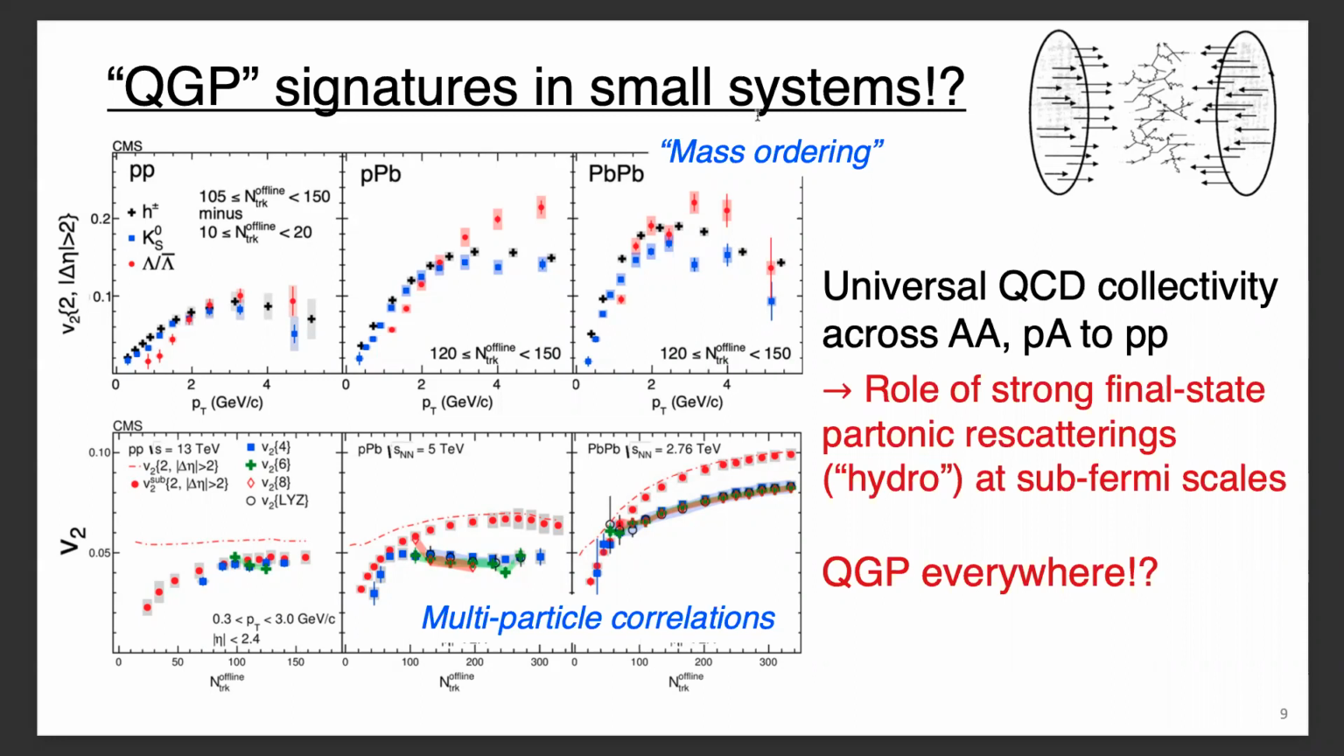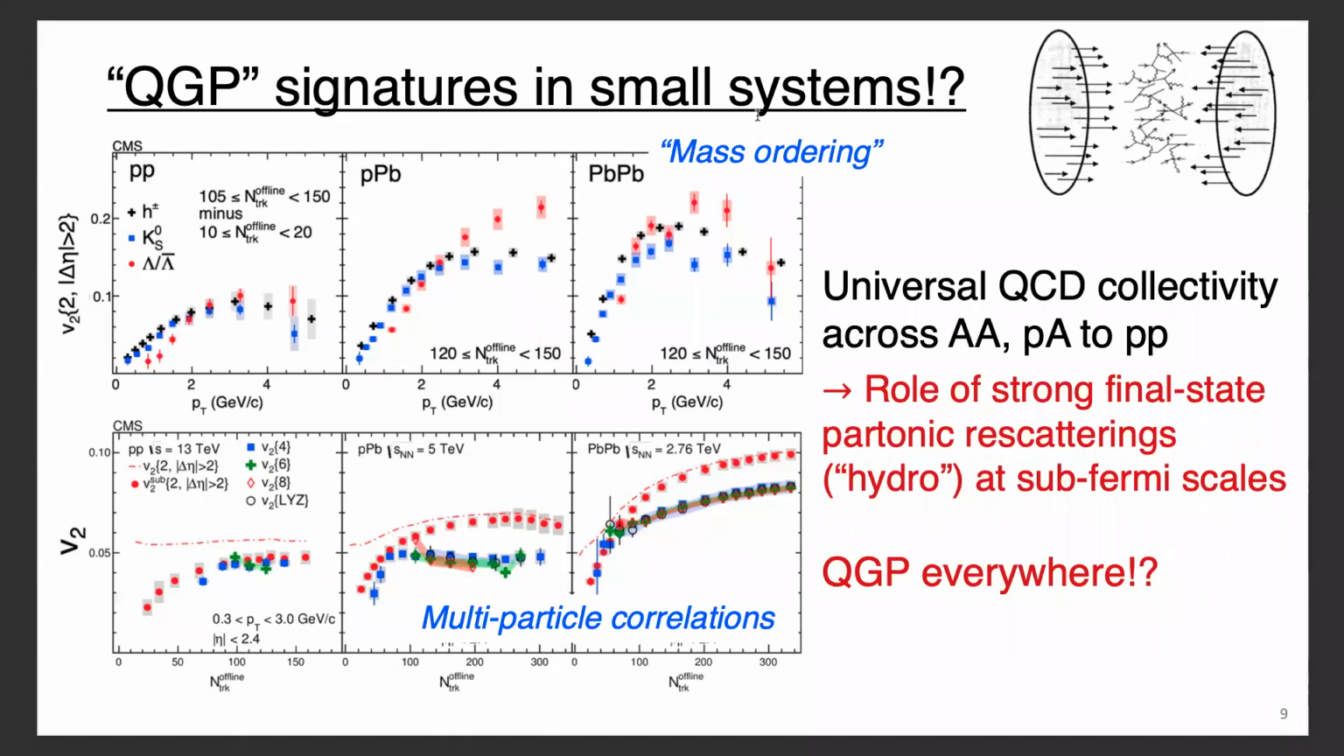Can you explain to me, for example, you have a set of points which are reddish brown, and they're higher than the other points. What's the difference between those? That's a good question. So this one is measured using two-particle correlations, whereas all these other points are measured by correlating 4 or 6 or 8 or more particles.